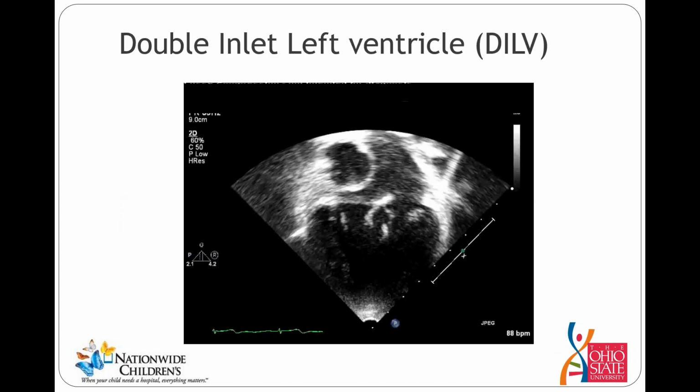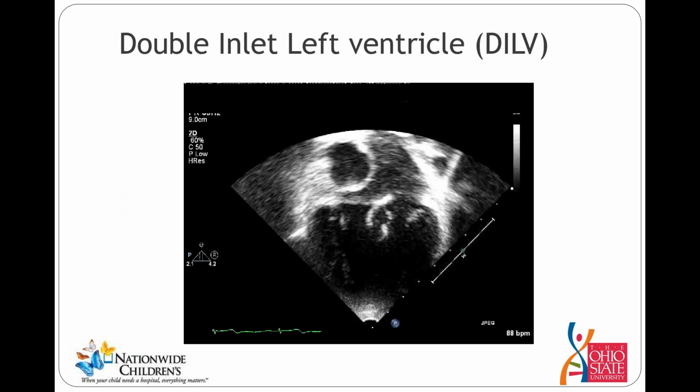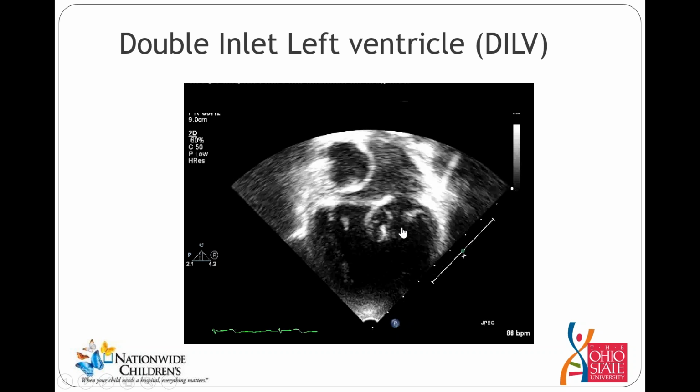So we move on to double inlet left. This is clearly a Fontan patient with 2 inflows into a morphologic LV. Not hard to tell, but a large Fontan pathway, systemic atria, the 2 AV valves, and here's a nice smooth-walled LV.